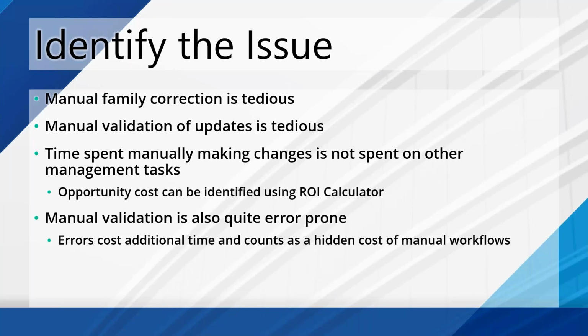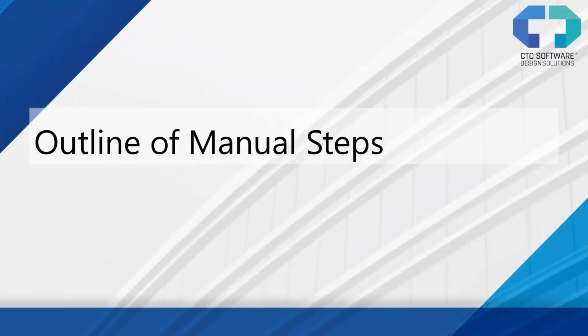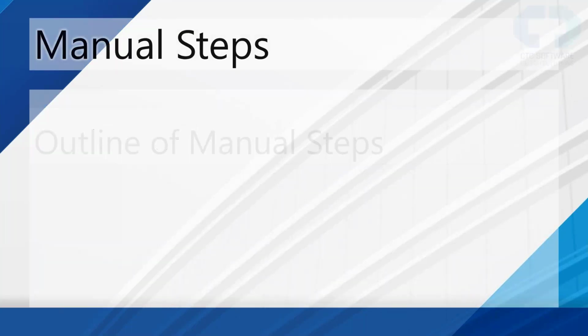And there are other issues that come into play as well, because if we don't fix it, there are other major delays that can happen from these inconsistencies. Also, while we're doing it manually, delays and errors can be caused by inconsistencies and distractions. So the whole goal here is to eliminate these manual steps and issues by automating the full process. So let's outline what these manual steps are. This is a 10,000 foot view, by the way, but I want to give you an idea of what they look like.